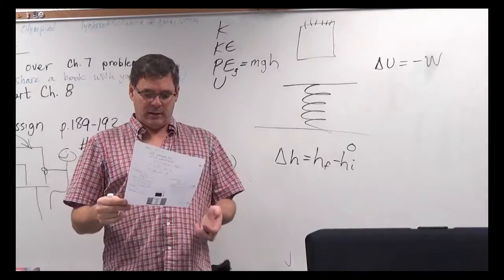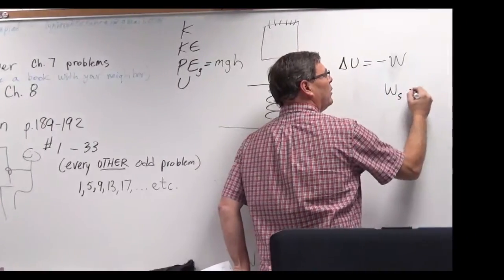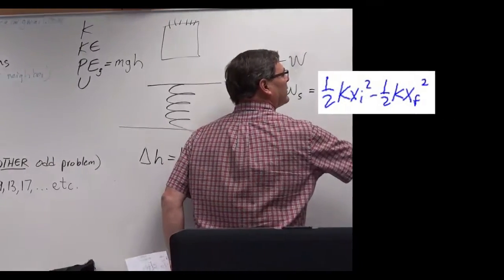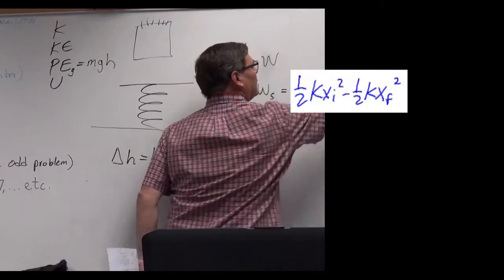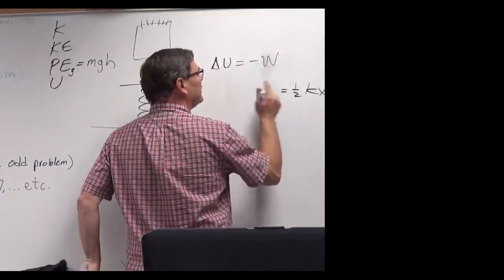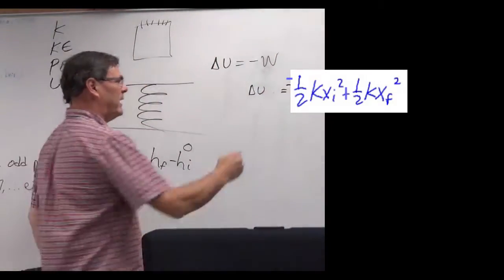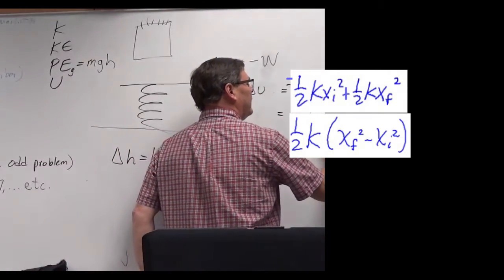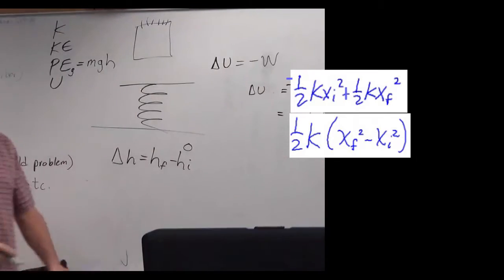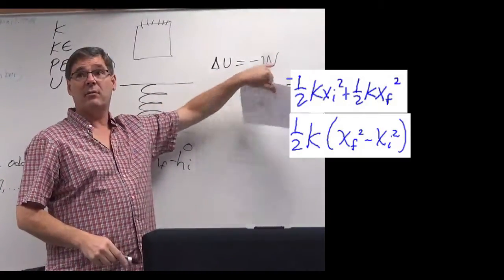Okay? Likewise with the spring, remember the work done by the spring was equal to 1/2 kx initial squared minus 1/2 kx final squared. Right? So the change in potential energy is the negative of that. So delta U on the spring makes this positive and this negative, and so that's equal to 1/2 k times x final squared minus x initial squared. Okay? So the change in potential is just the opposite of the work done by the force.